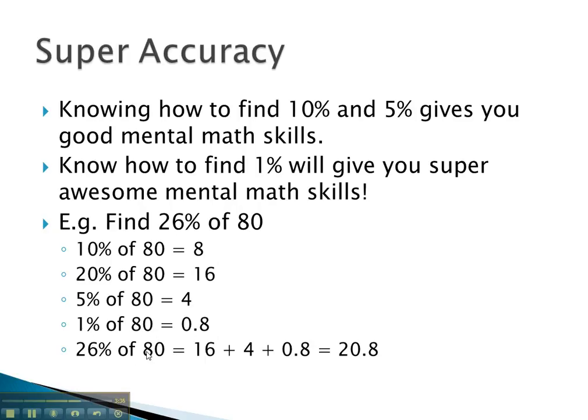So what's 26% of 80? Well, add 20%, 5%, and 1%. You'll get 26%. So 26% of 80 is 16 plus 4 plus 0.8. Add it all together, 20.8. So you can actually calculate percentage very accurately mentally.